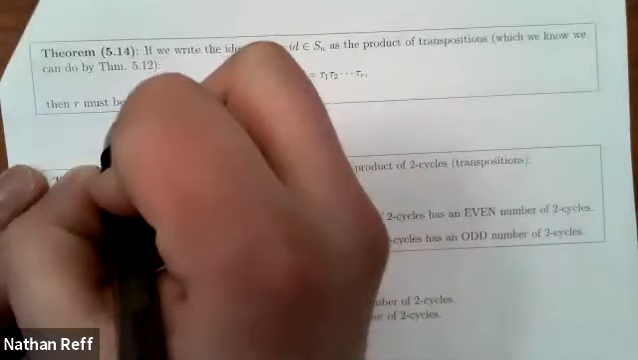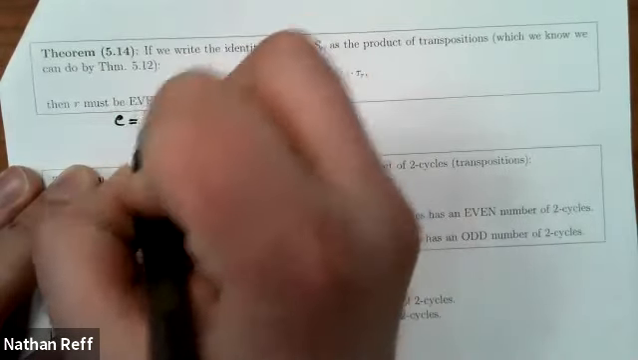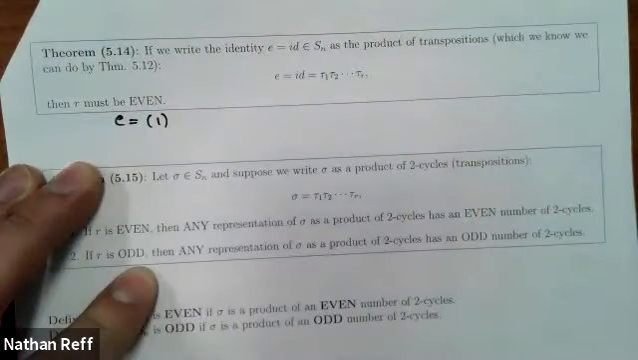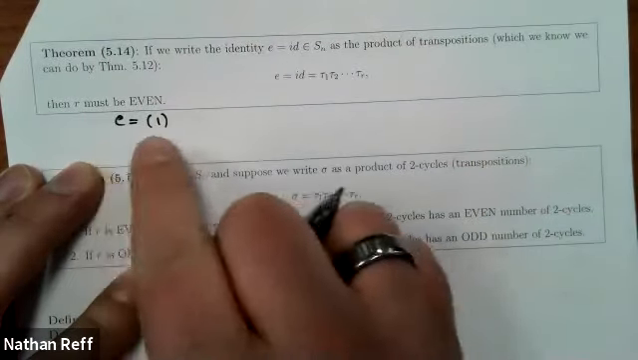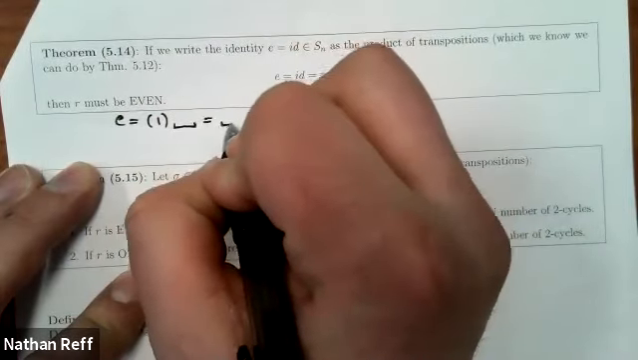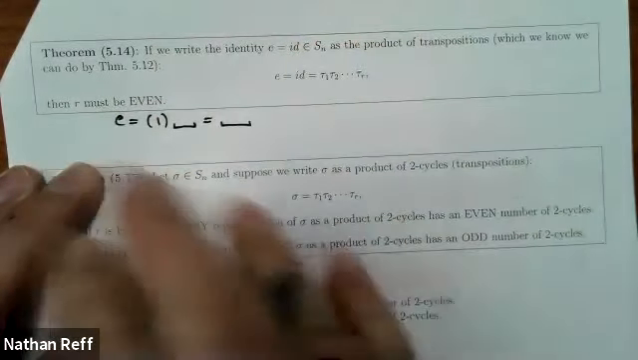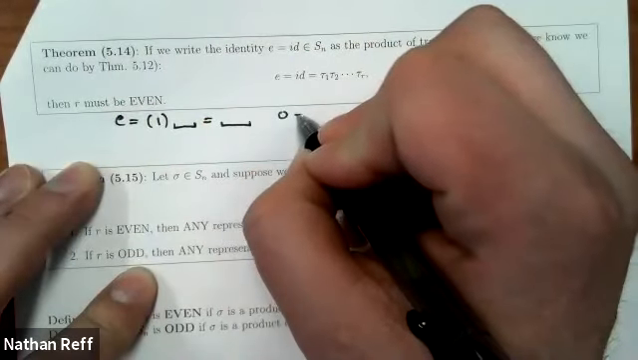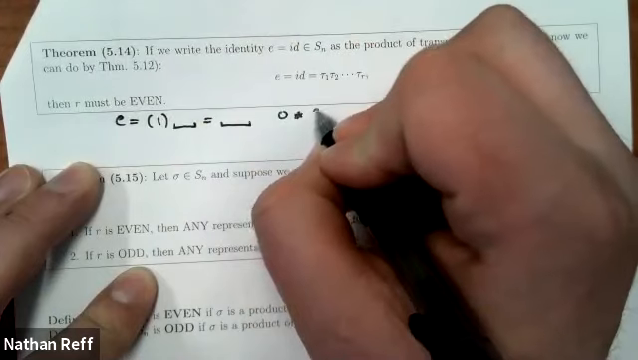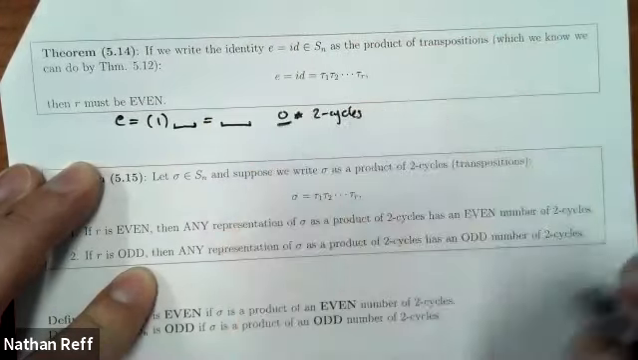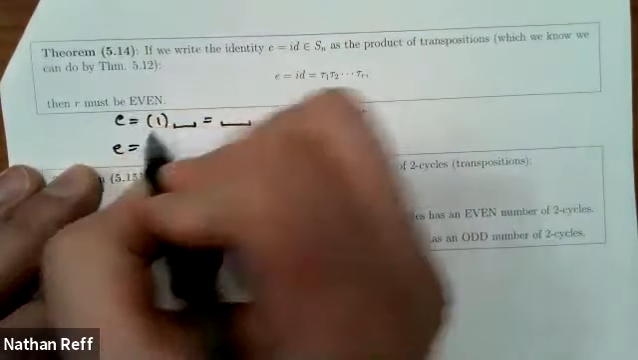Well, here's the identity, okay? Here's one way to write the identity. That is a 2-cycle decomposition. There's only 0 cycles here, if you kind of think about it, right? You could just think of it as blank space. There's 0 2-cycles. And do you agree that 0 is even? Well, let's do a non-weird example.